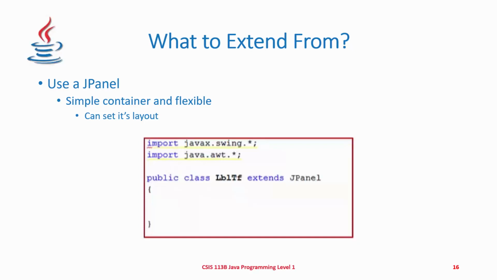And so that's what we're trying to set up here. And then the other question here is, what do we want to extend from? For our example here, we're going to use a JPanel. Remember, a JPanel is just a way of combining multiple elements together. So the JPanel will be the outer wrapper for our class, and then we'll add to it the label class and the text field class.